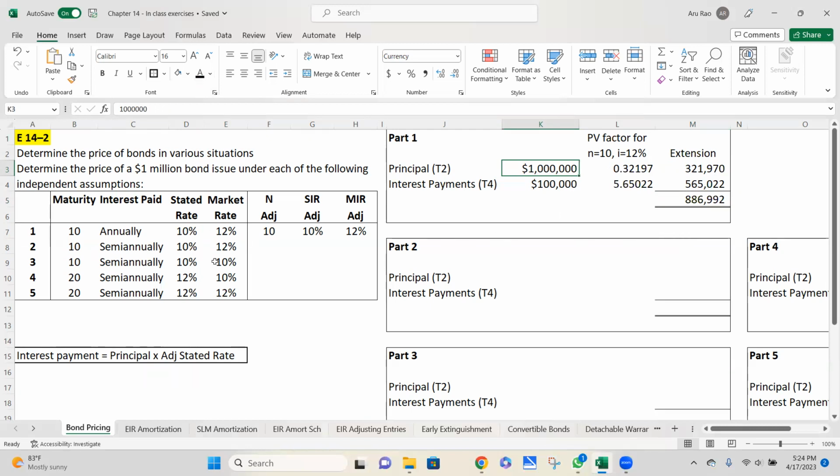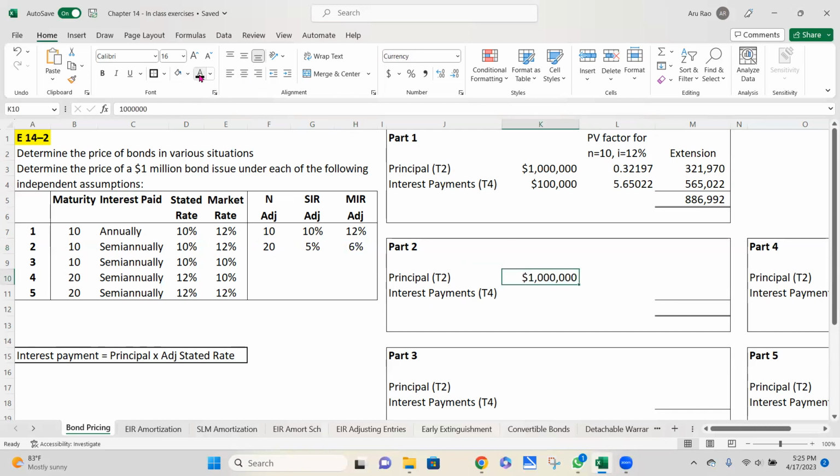Now let's look at what's different in the second example. Again, the term is still 10 years. The stated interest rate is still 10. The market rate is still 12. What is different now is I say I will pay interest 2 times a year. So if I'm paying interest 2 times a year for 10 years, I'm making a total of 20 payments. So the adjustment for n, the number of payments, is now multiplied by 2. 10 multiplied by 2 is 20. I'm not going to pay 10% 20 times. I will pay 5% each time. So 2 times a year, 5% adds up to 10. And the market rate I also adjusted by dividing by 2 to come up with 6%.